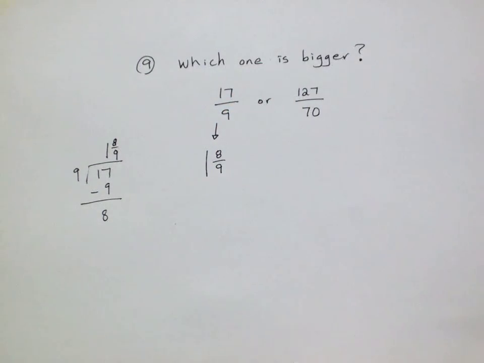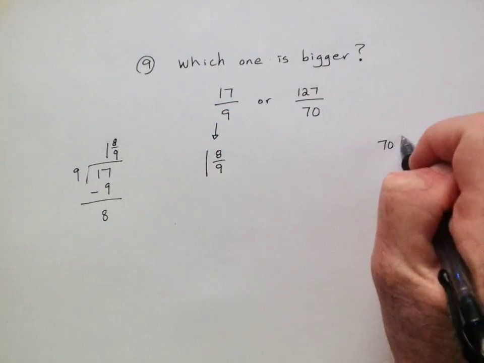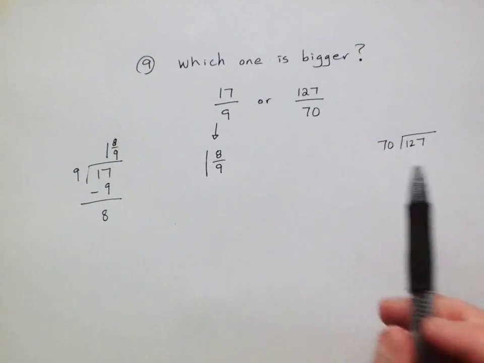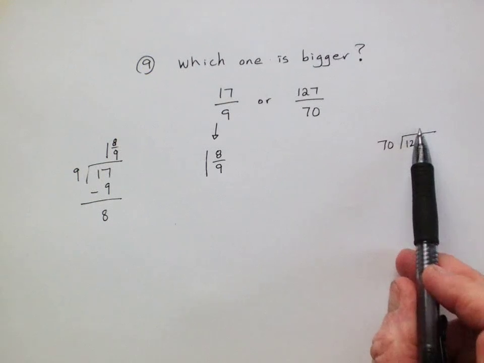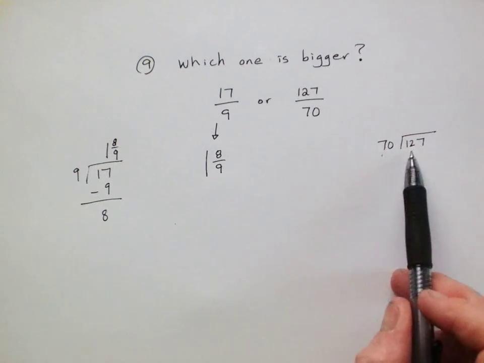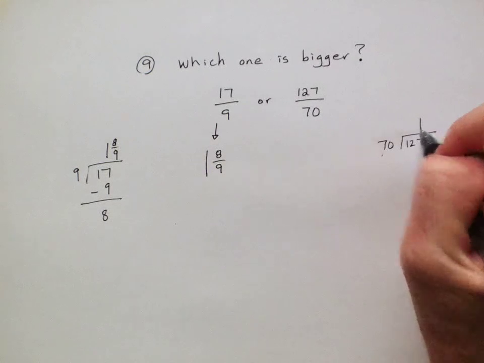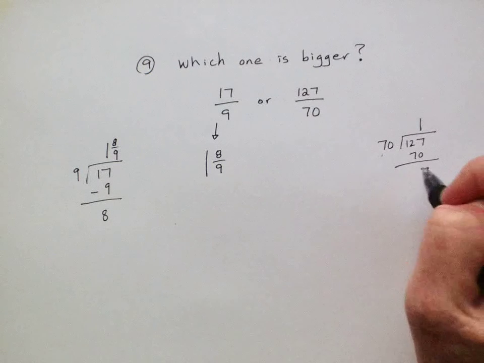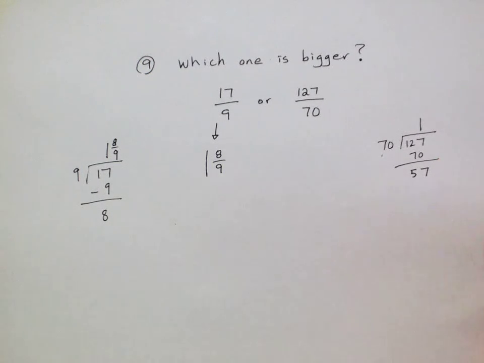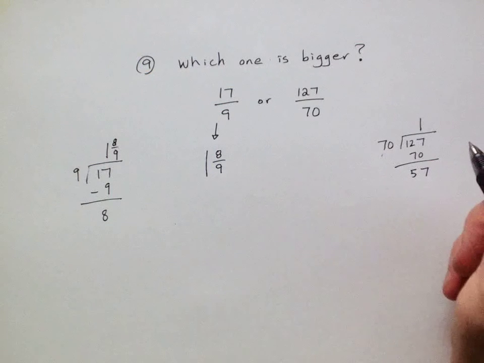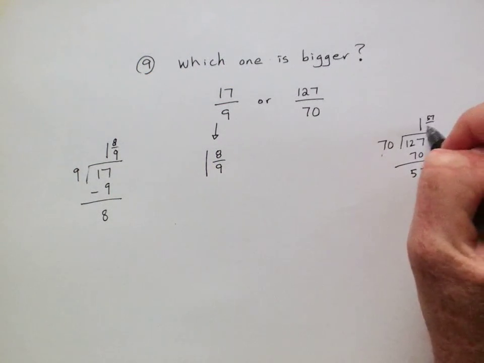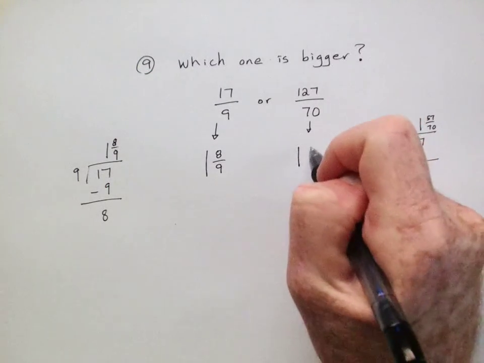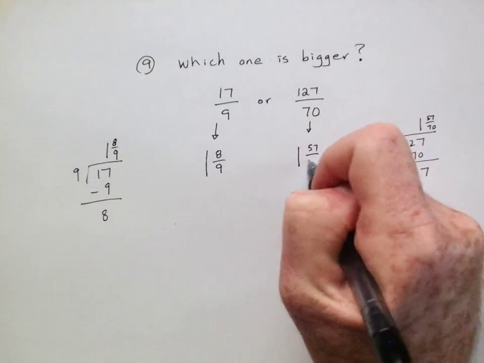What about the other one? So the other one, 70 divided into 127. Well, if I tried to put a 2 here, 2 times this would be 140, which is too big, so it's only going to be 1 time. Multiply, this would be 70, so subtract here is 7, 12 minus 7 is 5, so then it is 1 and 57/70ths. So this one is 1 and 57/70ths.